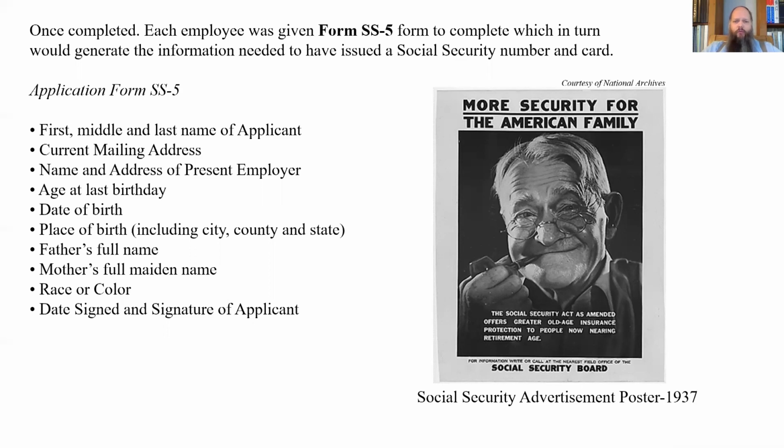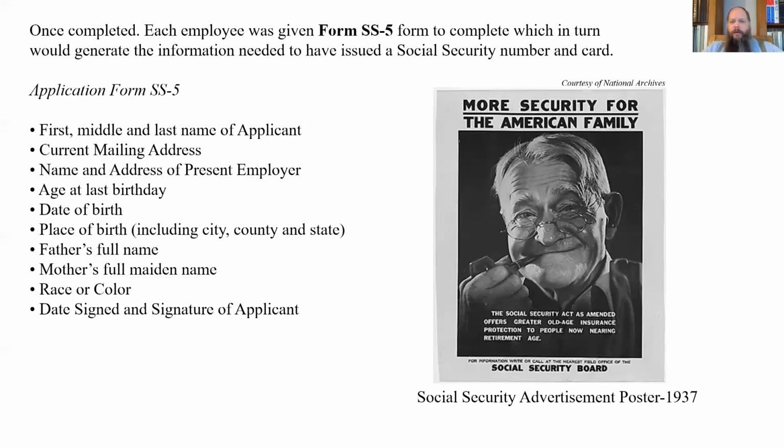The application form, called the SS5, contained a lot of useful and valuable genealogy information that we as descendants can use to find information about our ancestors. It contained their first, their middle, their last name, their current mailing address, the name and address of their employers was often provided, their age at their last birthday, their date of birth, their place of birth.